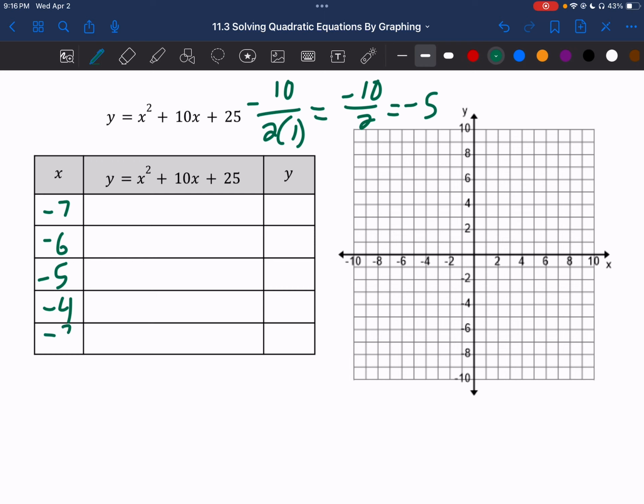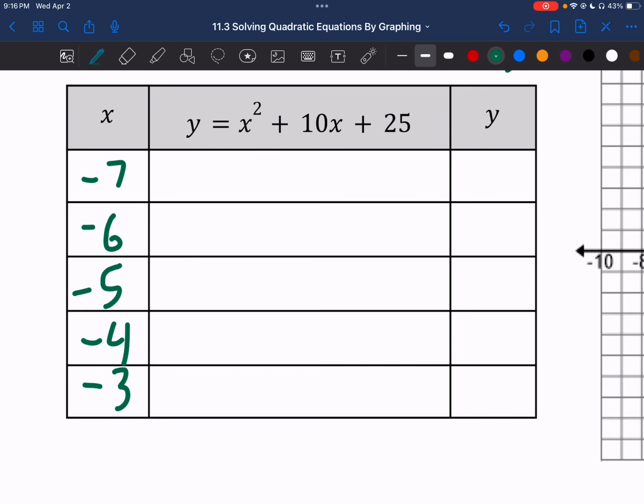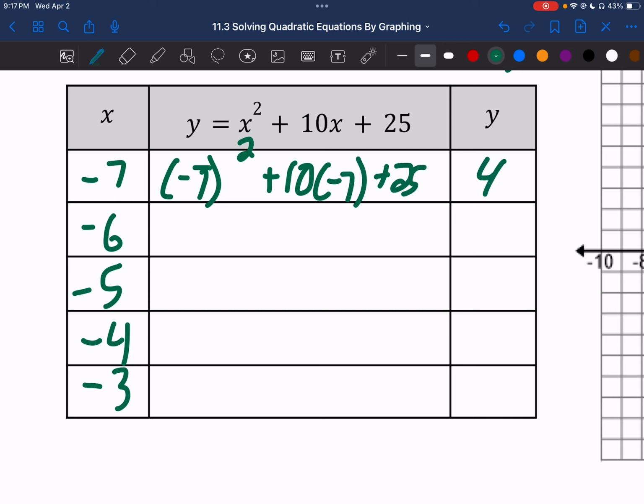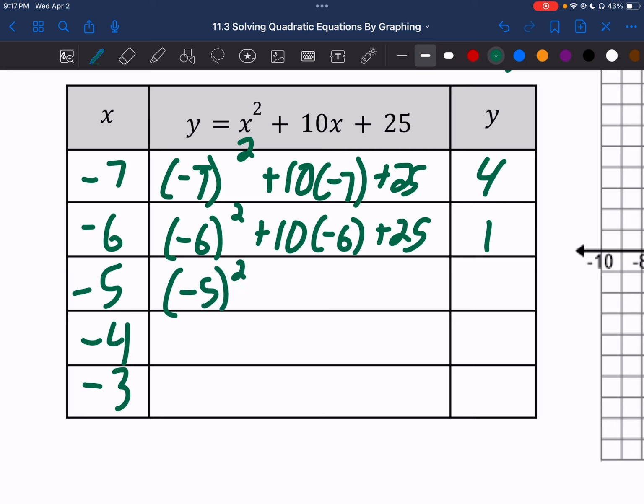Negative 4, negative 3, the next 2 points to the right. So we do negative 7 squared plus 10 times negative 7 plus 25. We get 4. We've got negative 6 squared plus 10 times negative 6 plus 25, and we get 1. We have negative 5 squared plus 10 times negative 5 plus 25, and that gives us 0.